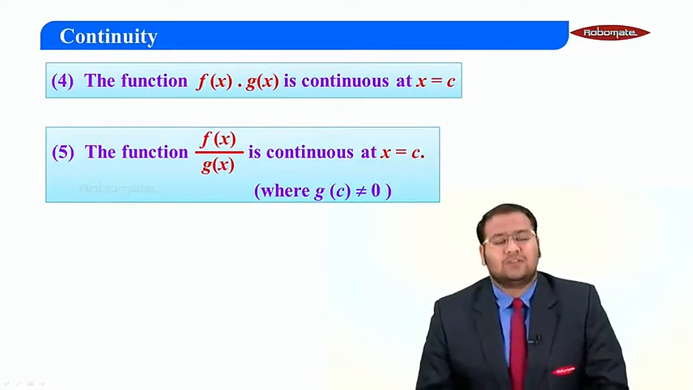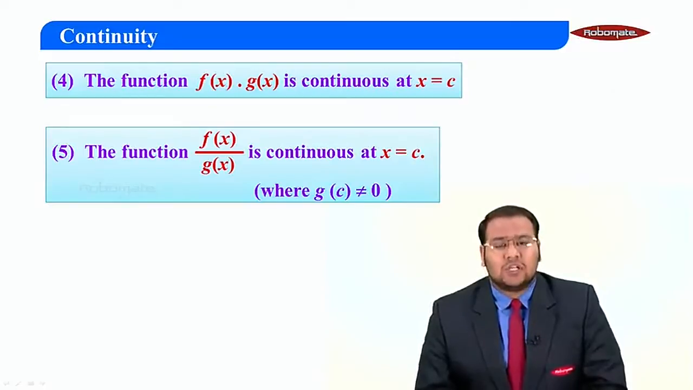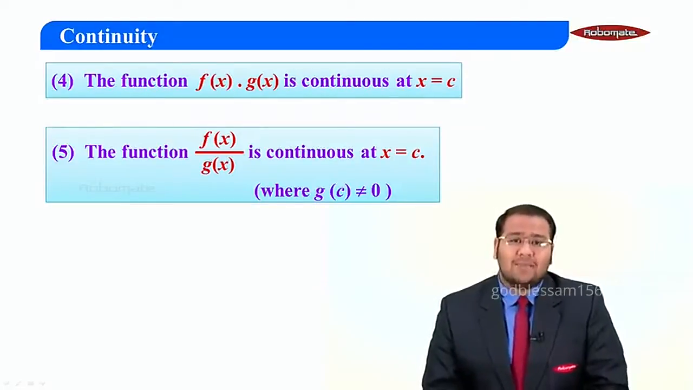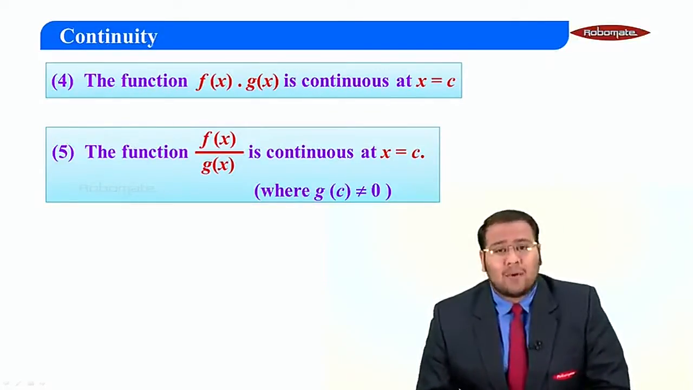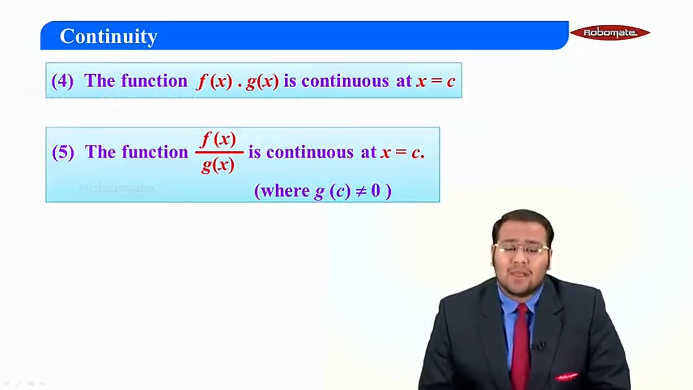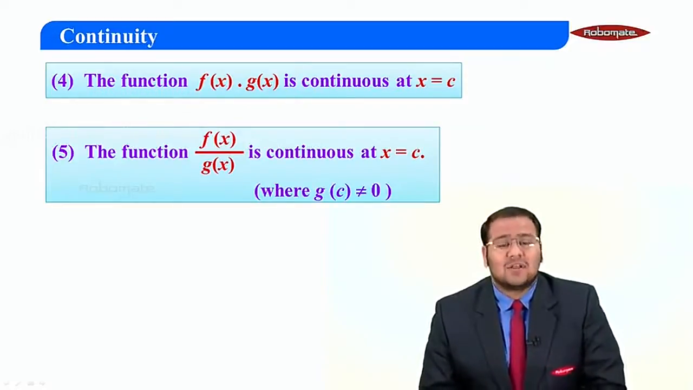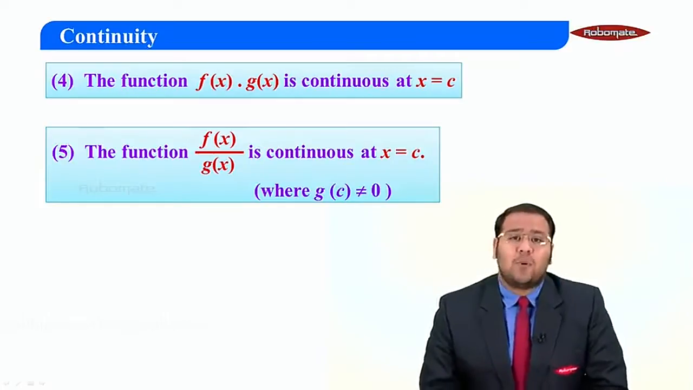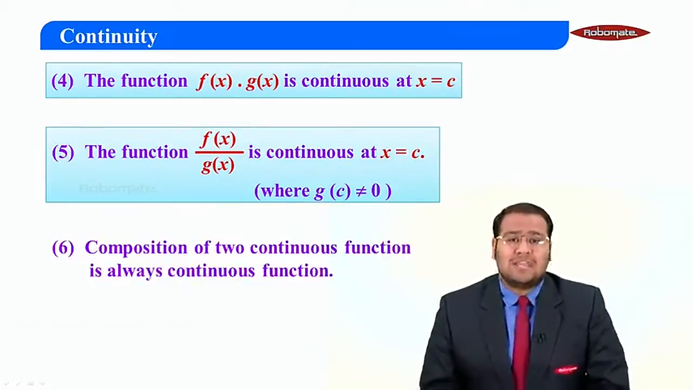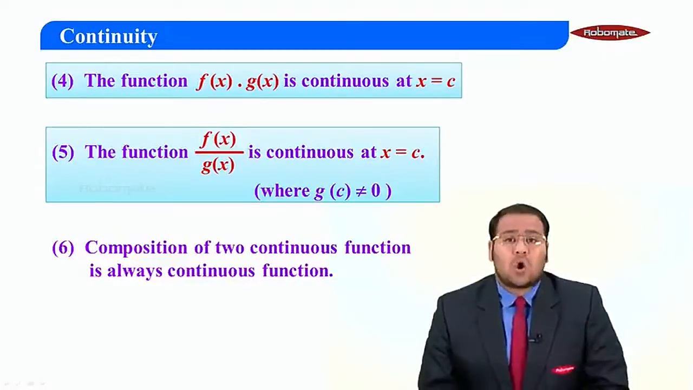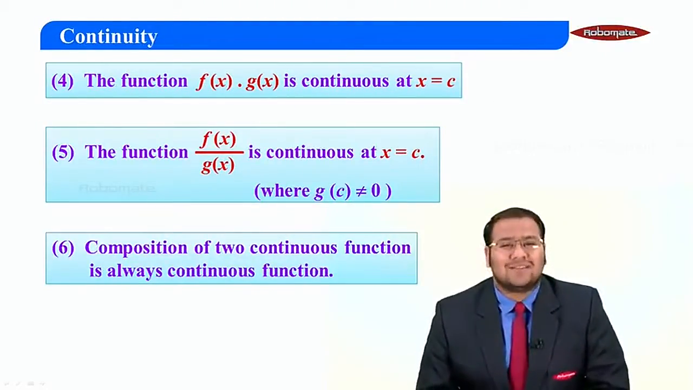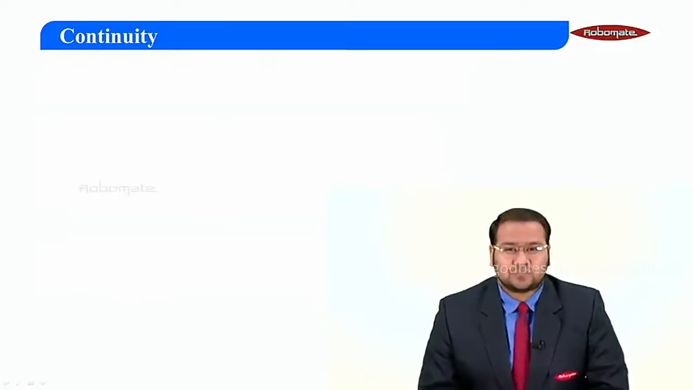So in other words, whenever you have a function, either you multiply with a constant, or you add them, or you subtract them, or you multiply them, or else you divide them. In all these cases, if both the functions are continuous, its output always remains continuous. Also, the composition of two continuous functions is always a continuous function.